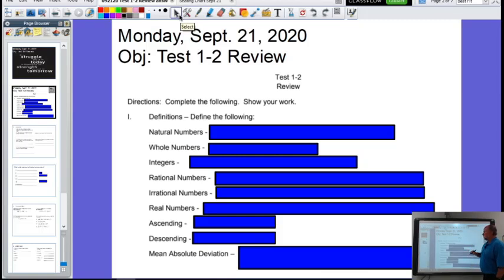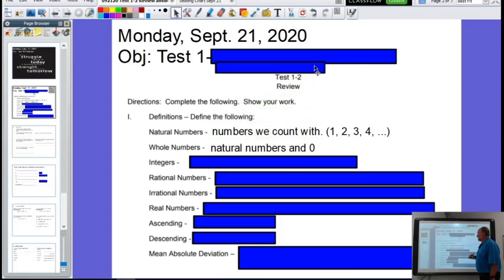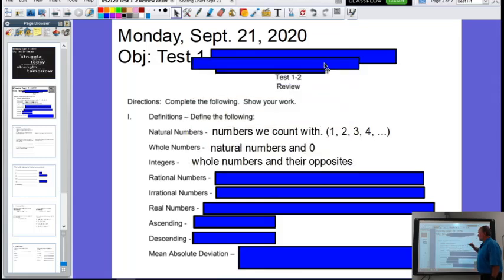Okay, so natural numbers. We know that that is nothing but the numbers that we count with, like 1, 2, 3, 4, and so on. Whole numbers, it's the natural numbers and 0, right? Integers, the whole numbers and their opposites. So this brings about all of the negative ones. Okay, now so far, natural, whole, and integers, there are no decimal or fraction parts. Okay, so that's the important thing.